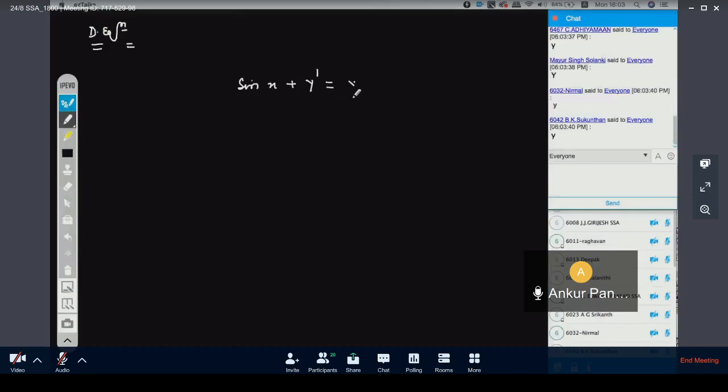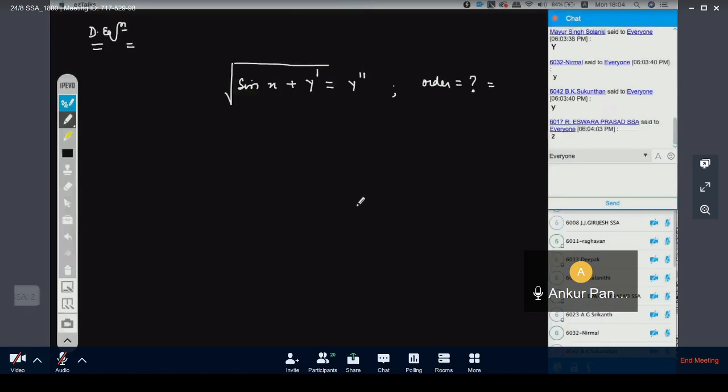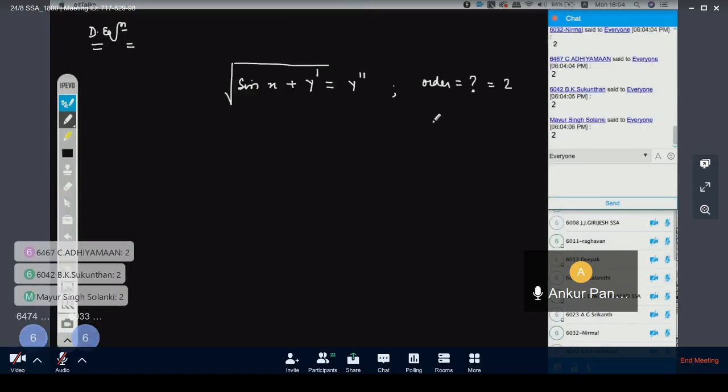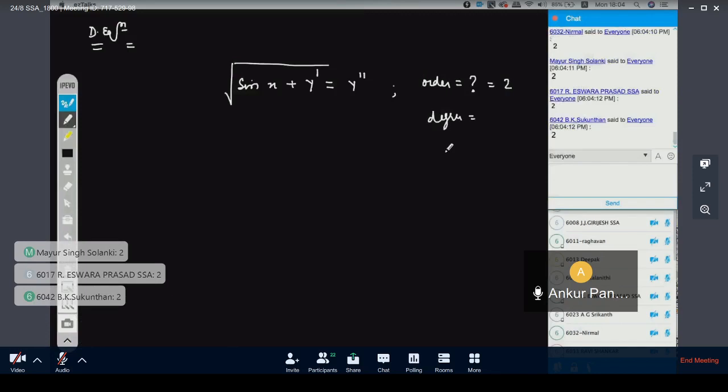y dash equal to y double dash in a square root. What is the order? What is the degree? Everything is 2 in this world.